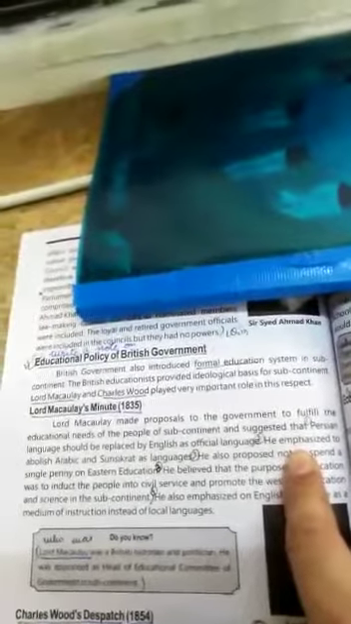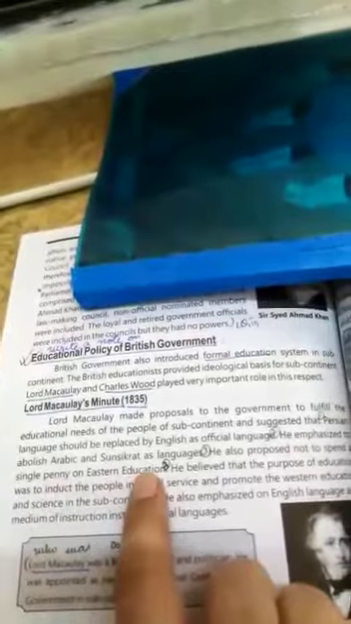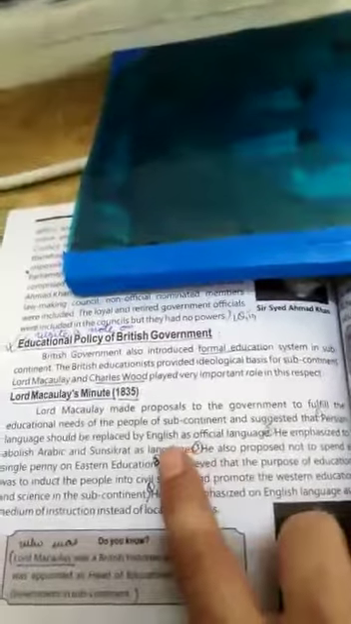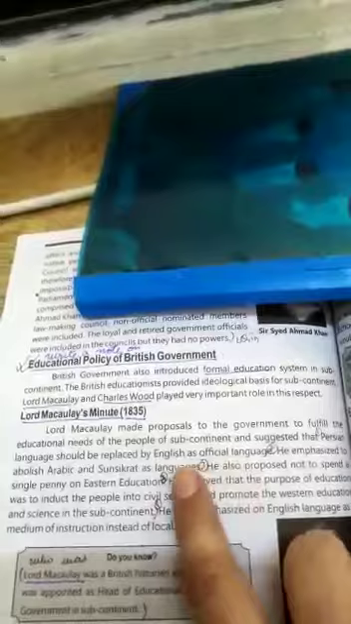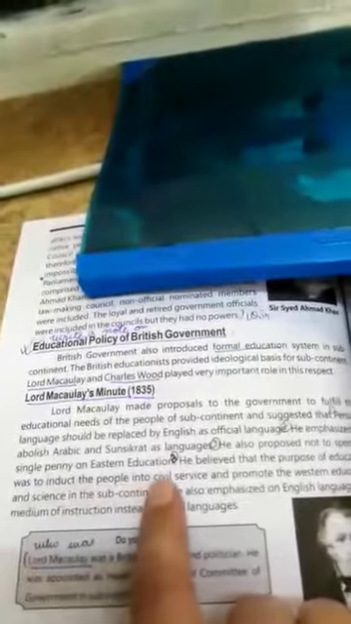What did he emphasize? That the languages which were spoken in the subcontinent at that time, like Arabic and Sanskrit, be abolished, leaving these languages and focusing just on English as the official language. The third one: he also proposed not to spend a single penny on Eastern education.